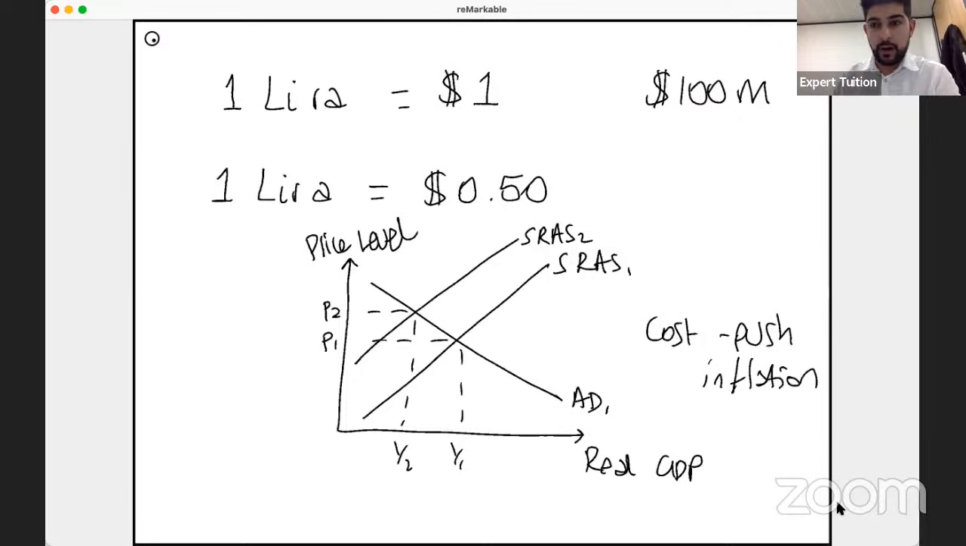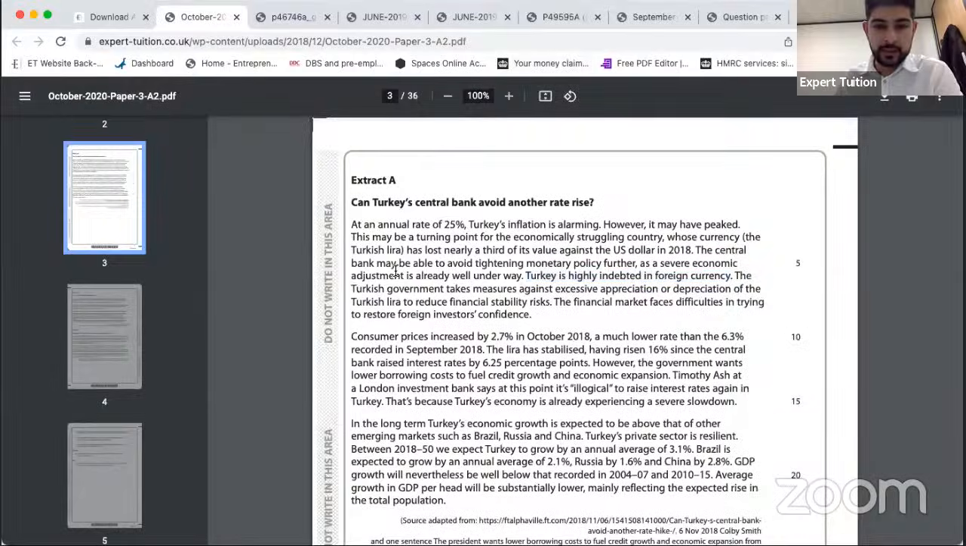Cool? Right. In the context of the Turkey question, by the way, that was a really good point to make, because if you look at the data, I'll show you guys really quickly, the very first sentence was this. At an annual rate of 25%, Turkey's inflation is alarming. Oh, hello, application. Thank you very much, right?